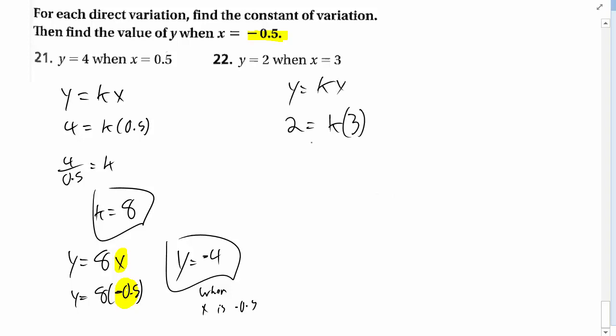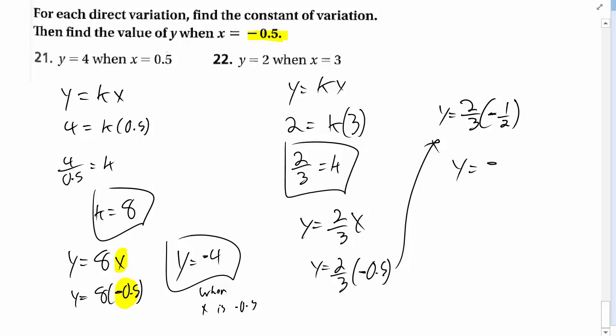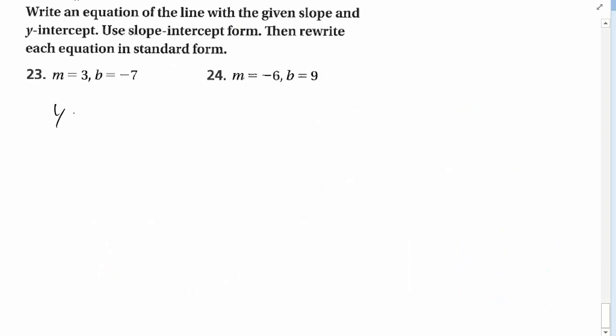For number 22, y equals kx is your direct variation form. So 2/3 is equal to your k, which you get by dividing the y by the x. And so y equals 2/3 x is your direct variation formula. I plug in -0.5, which is -1/2. I found it easier to use fractions here. So you get the y is equal to -1/3 when x is equal to -0.5 or -1/2.